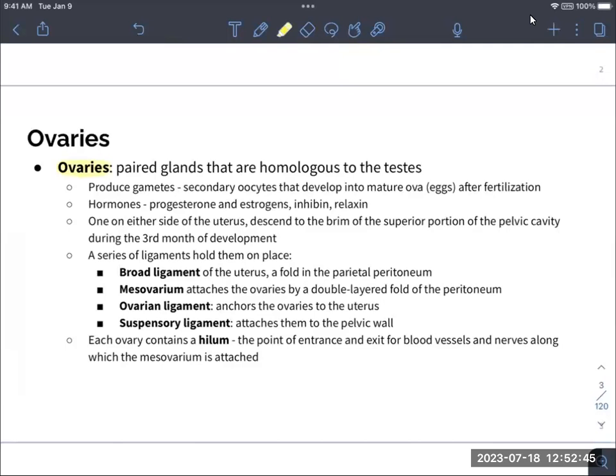Females have 2 ovaries, just like males have 2 testes. The ovaries are going to produce gametes. For the females, they're going to be oocytes. We'll go through the different types, but eventually we come to these secondary oocytes that will become the ova or eggs once they've been fertilized. The ovaries are going to produce the different estrogens and progesterones for the body, inhibin and relaxin.